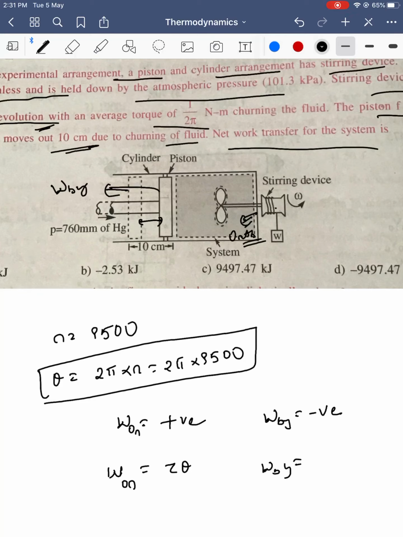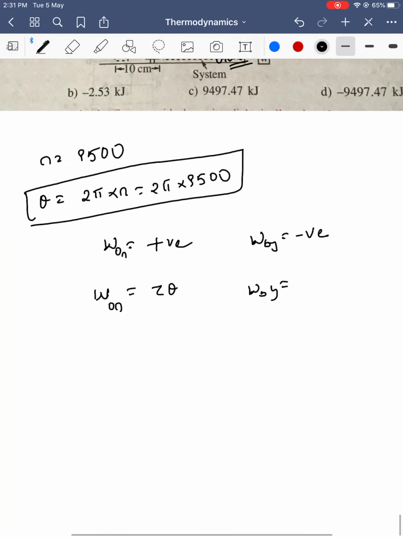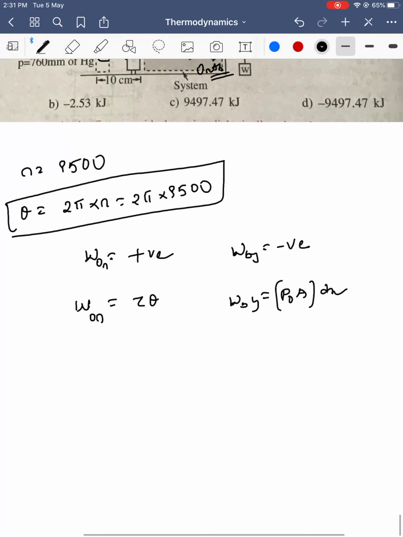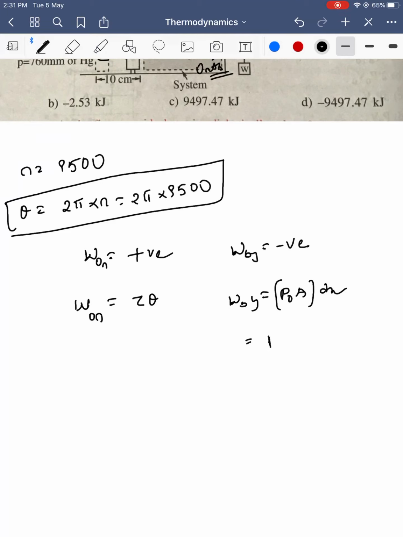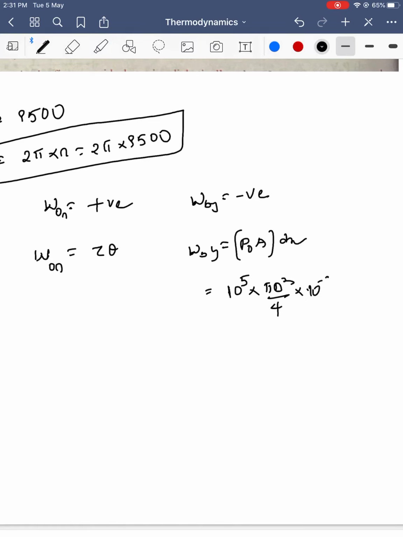Inside pressure must be balanced with the outside pressure, because in thermodynamics it is equilibrium. How much work does it have to do? Force into displacement. Force is equal to P naught into area, into displacement dx. How much displacement? 10 centimeters. P naught, 1 atmosphere, is 10 power 5 pascals. Area is pi d square by 4, into the change in displacement, which is 10 into 10 power minus 2 meters.